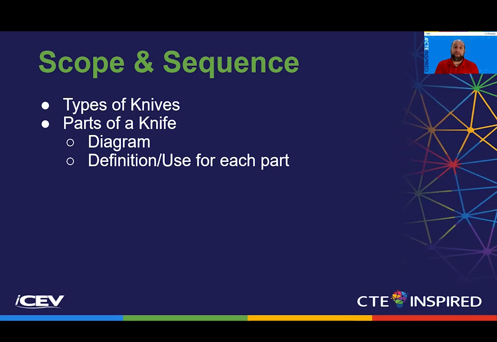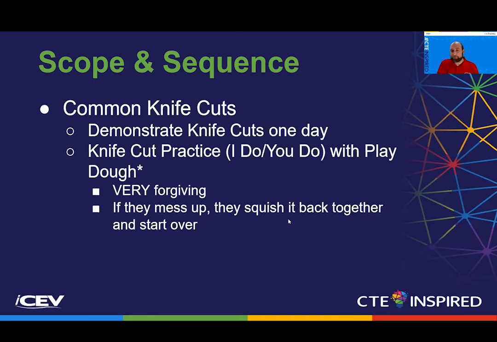Anyway, the next thing we'll do is go over the types of knives, the different uses for each of those types, and the parts of the knife. We'll label a diagram, identify those, and what each part is used for. That's important because whenever I reference that part of the knife, I say, well, you need to use the heel of the knife to cut through this carrot because it's really dense. Then they're not using the tip of the knife. They know where the heel of the knife is.